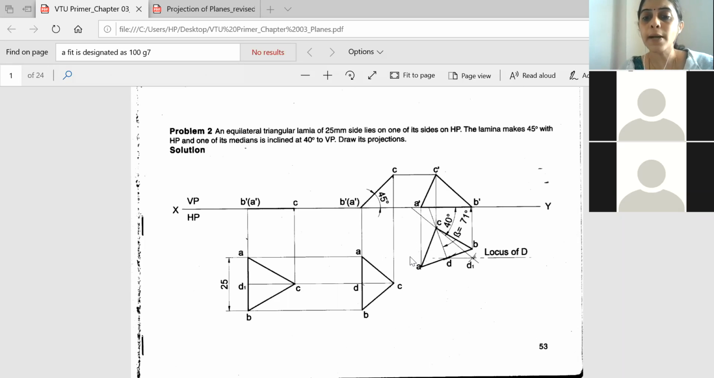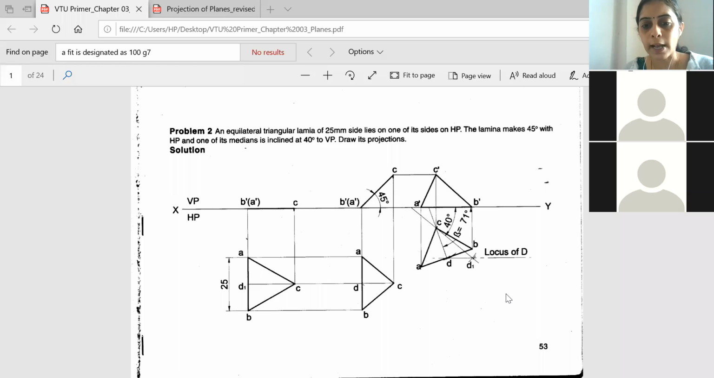Now how do we determine this apparent angle? First, as usual, it is told that the lamina makes 45 degrees with HP, and one of its medians is inclined at 40 degrees to VP. So first we will take a 40-degree line, as we usually do. But after taking the 40-degree line, listen carefully, the true dimension of the median is in the first stage and not in the second stage. So here you have to measure the distance from D to C, how much it is.